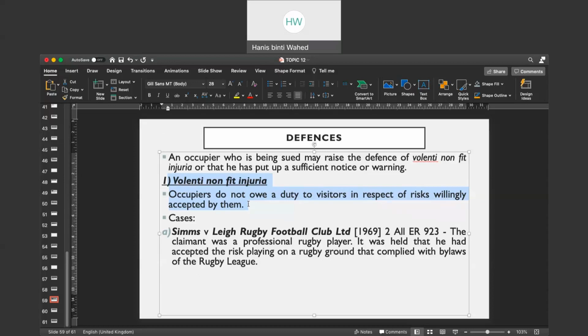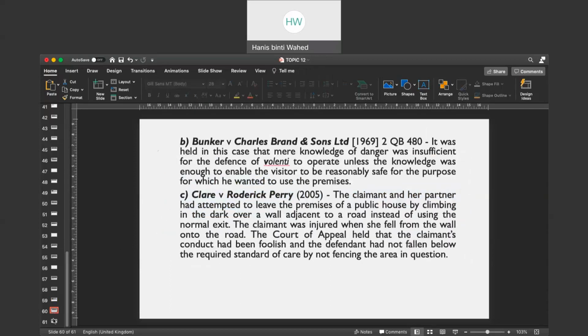Okay, and the burden of proof is on the defendant. Jadi defendant ni kena buktikan yang the plaintiff ni voluntarily consented to the act ataupun any omission even when he is aware of the risk. Okay. Alright. Maksudnya occupier needs to prove to the court that plaintiff voluntarily consented to the act of entering into the occupier's premise when he is fully aware of the danger. Okay, this is the first defense, or the defendant can also raise the defense of notice.